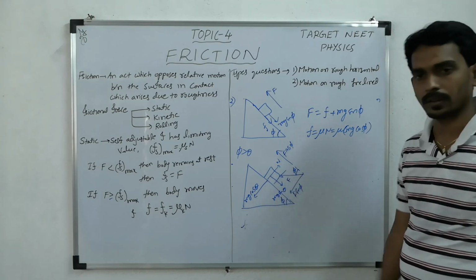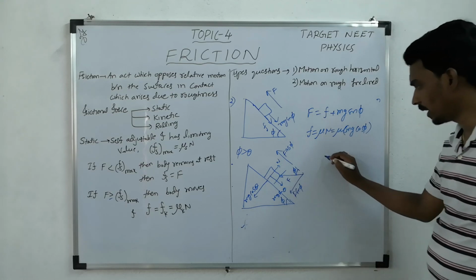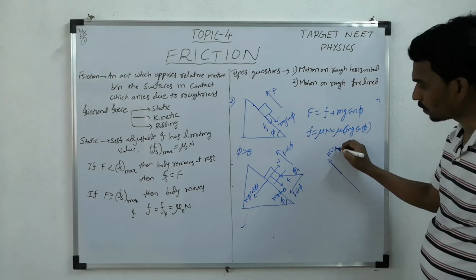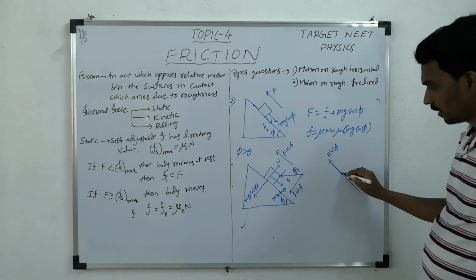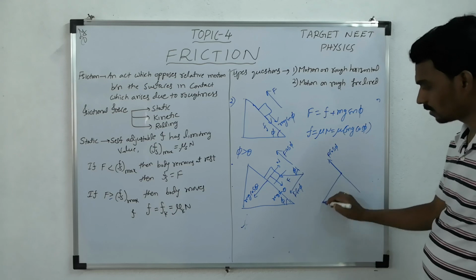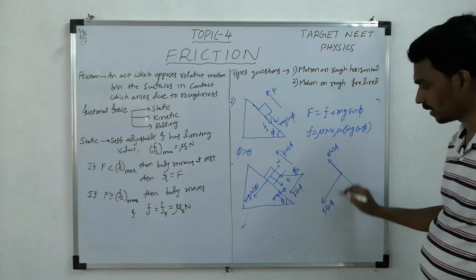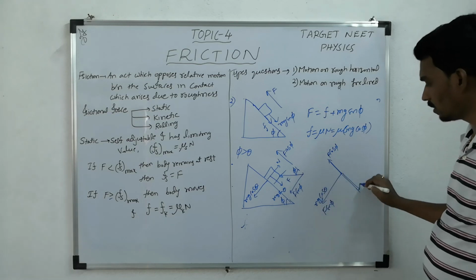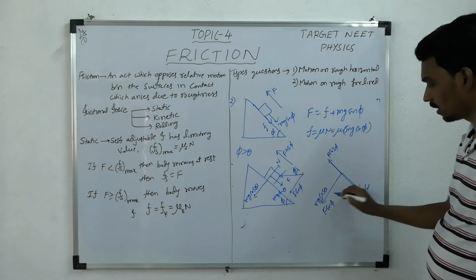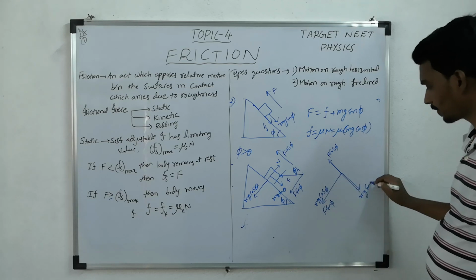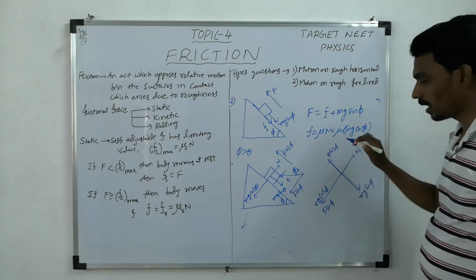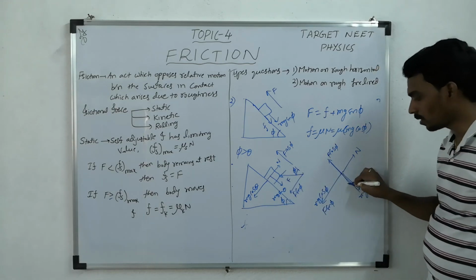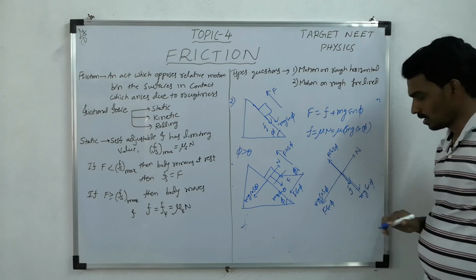mg sin theta. So, if you take the body, there is one F cos pi and there is one F sin pi and there is one mg cos theta and there is one mg sin theta, sorry again pi sin pi, and here normal reaction. Now the friction will act what? Downward.